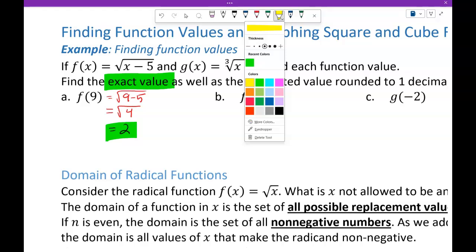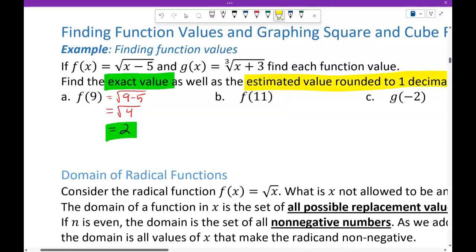A different highlighter for when we do have rounded values. So we'll do f of 11, apply the same process, the square root of 11 minus 5, which gives us the square root of 6. 6 is not a perfect square, so that is our exact value.